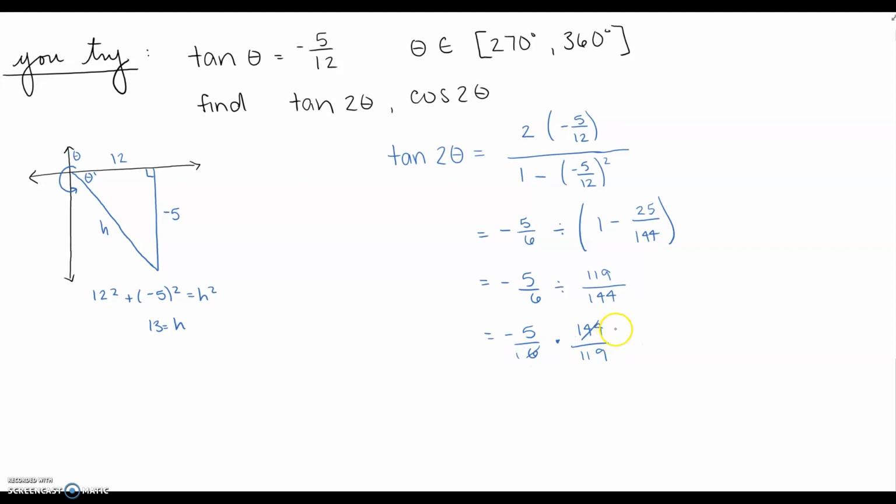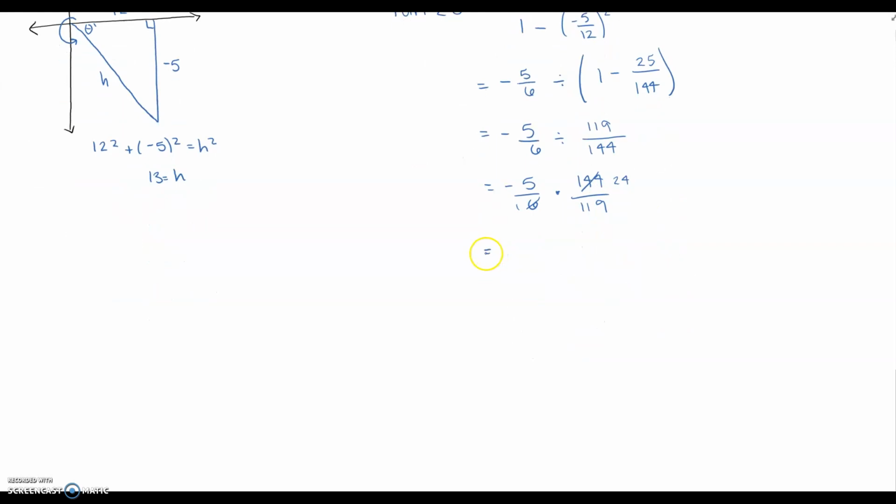144 is divisible by 6. And then simplify. So hopefully you guys got negative 120/119 for tangent of 2 theta.